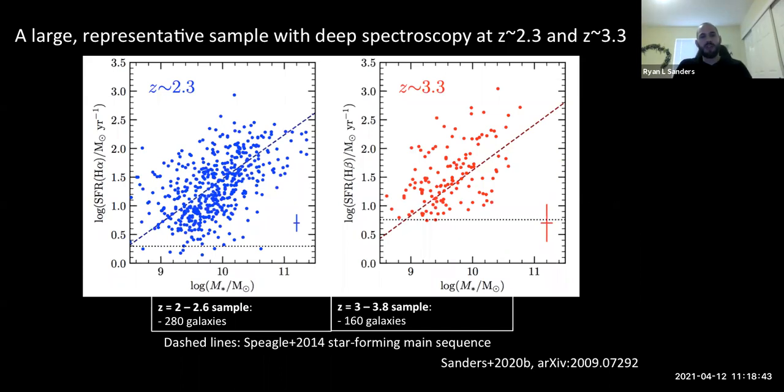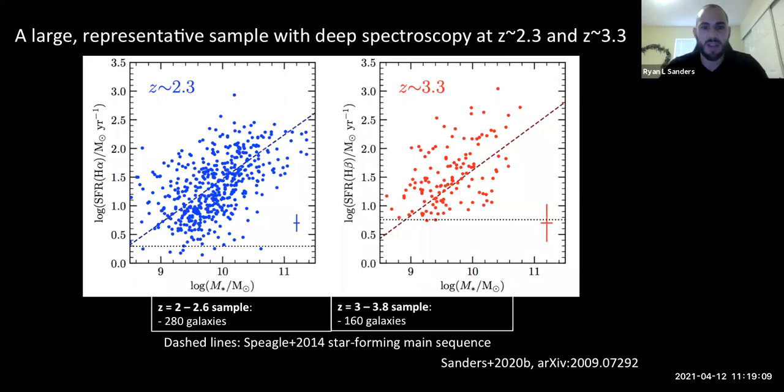So we get both a large and a representative sample from the MOSDEF survey. Here I'm showing the sample at redshift 2 and redshift 3 I'm using for this work. These are star formation rates derived from H alpha and H beta at redshift 2 and redshift 3. You can see we're dealing with samples of a few hundred galaxies in each bin, which is a big improvement to samples of, say, a few dozen in past studies. And you can also see that these are representative.